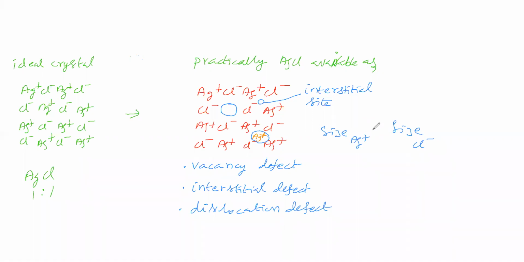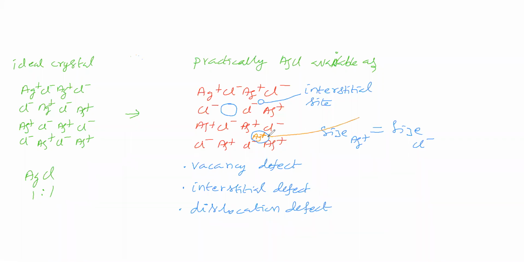If one possibility is that we take the size of these two the same, then how will the interstitial site be compared to this? Now we will take the size of Ag plus equal to the size of Cl minus, and then we will see the interstitial site. We will see how the size of the interstitial site is.